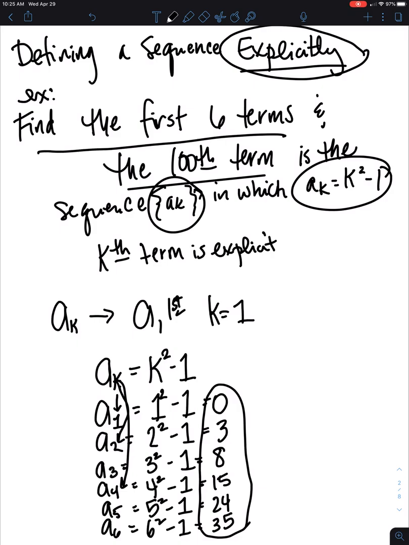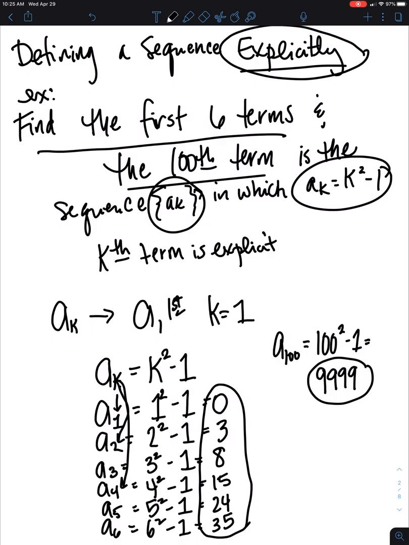Then the second part of this is to find the 100th term. We note that as a100. And that would be 100 squared minus 1, which would be 9,999. So that would be the 100th term.